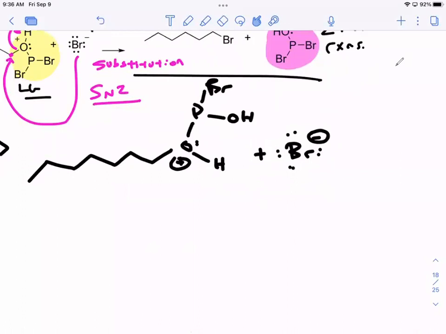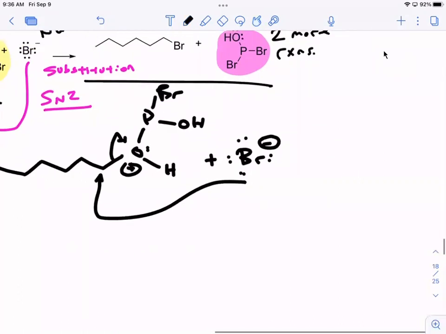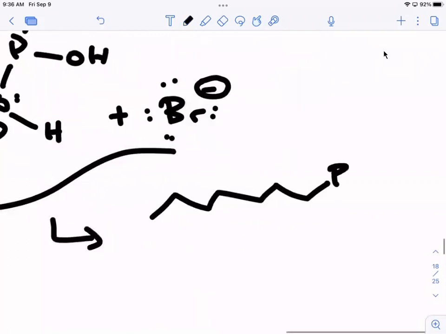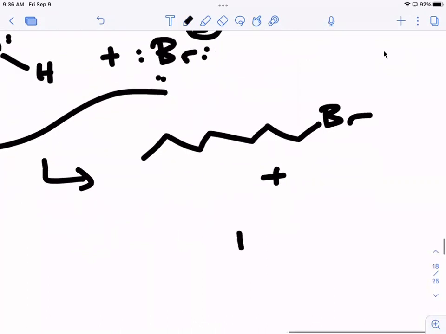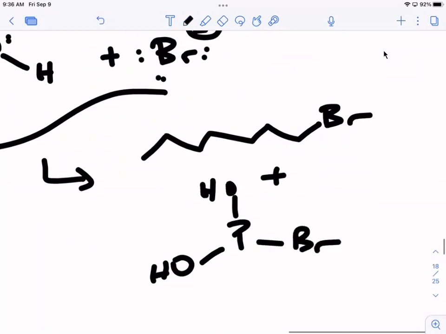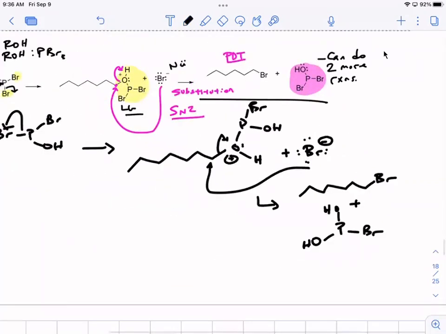Yes, that's exactly right. That's why I was saying you need 3 alcohols for every 1 PBr3, because you use up the bromine. You have to use up every one of those bromines. Okay. So this is coming here like that, and then I'm going to lose that. So now I get another product here, another alkyl halide plus POH, OH, Br.